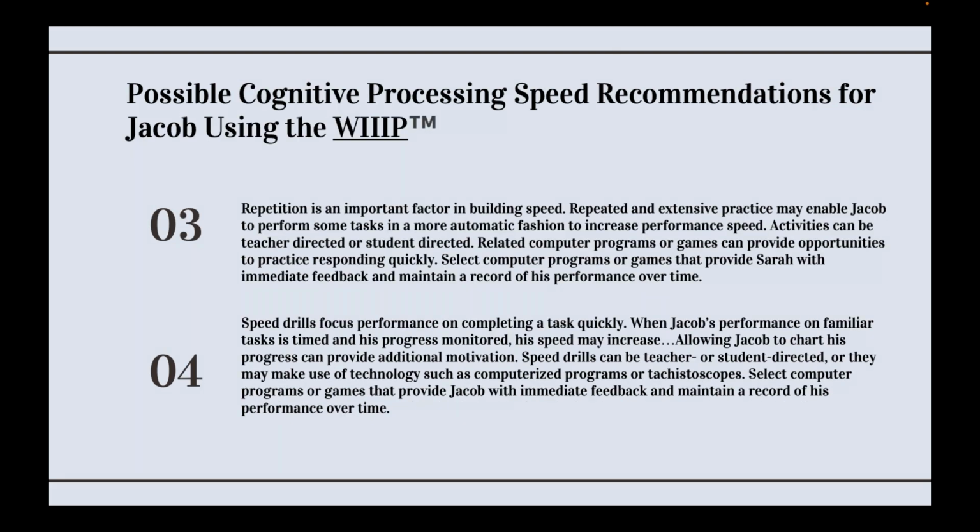And then in terms of cognitive processing speed, just thinking of an example here. So I'll read number 4 as an example that the WIP provided. So speed drills focus performance on completing a task quickly. When Jacob's performance on familiar tasks is timed and his progress is monitored, his speed may increase. Allowing Jacob to chart his progress can provide additional motivation.